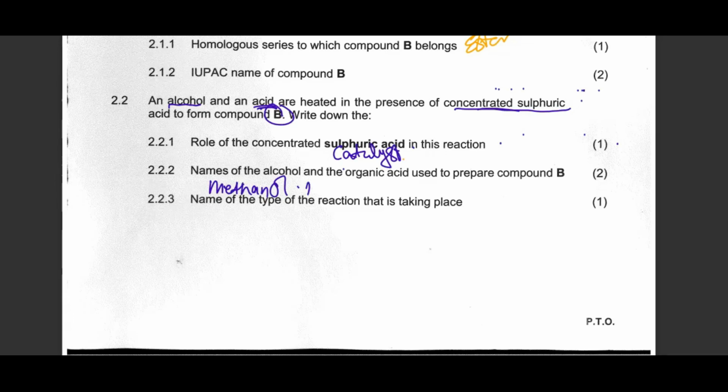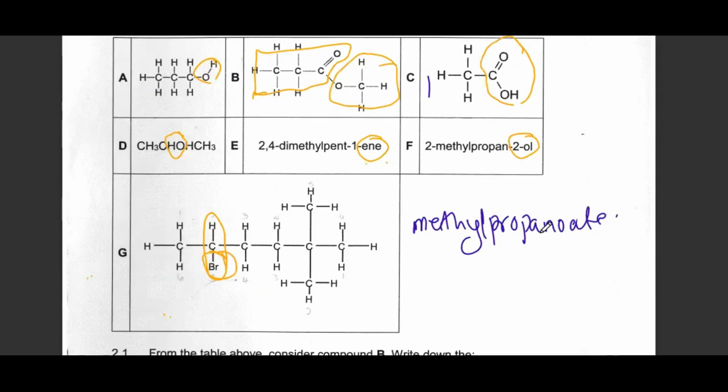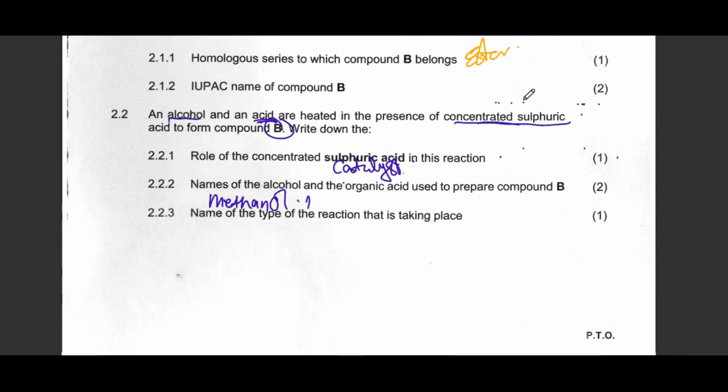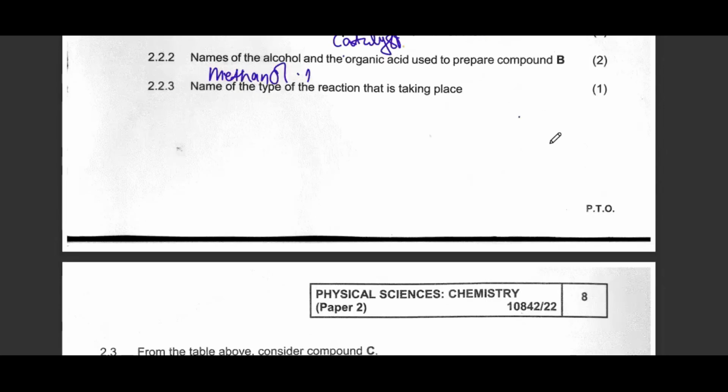Then we say that this one is the propanoate. Therefore, it means that the carboxylic acid must start with that name. So the other one is methanol, and then propanoic acid, and then sulfuric acid as a catalyst. Then they're saying, name the type of reaction which is taking place. The reaction is esterification.